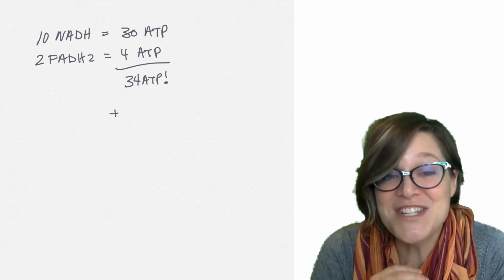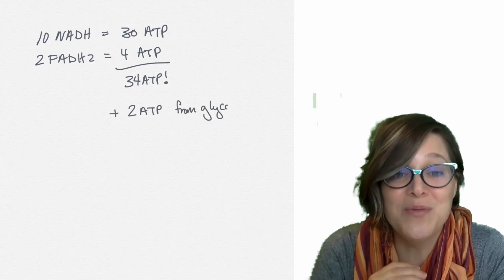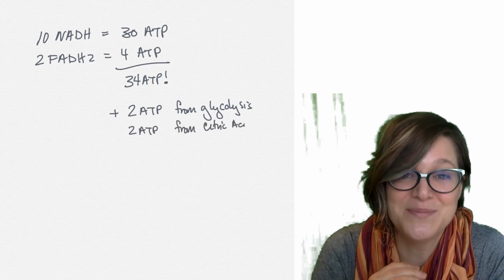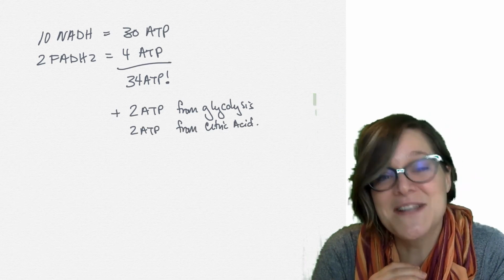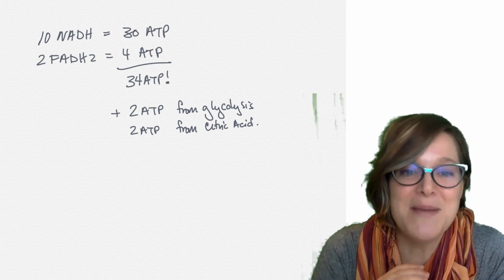Now, in addition to those, we have the ATP we generated earlier, 2 from glycolysis and 2 from the citric acid cycle. So that means round about 38 ATP. Depending on the book you look in, the number might be a little bit different.